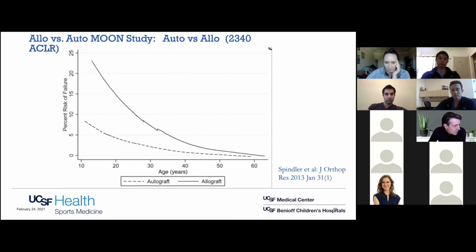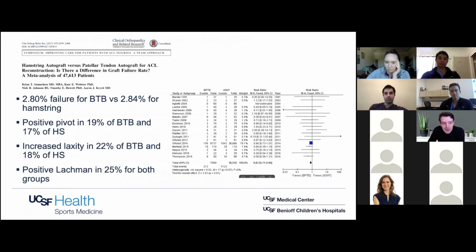Okay, graft choices. So you guys should all be very familiar with this graph of grafts. The cutoff depends on where you look at this curve, 35, 40. I use 40 most of the time. Sometimes I'll cheat down into the late 30s. And if you are going to use autograft, what autograft do you use?